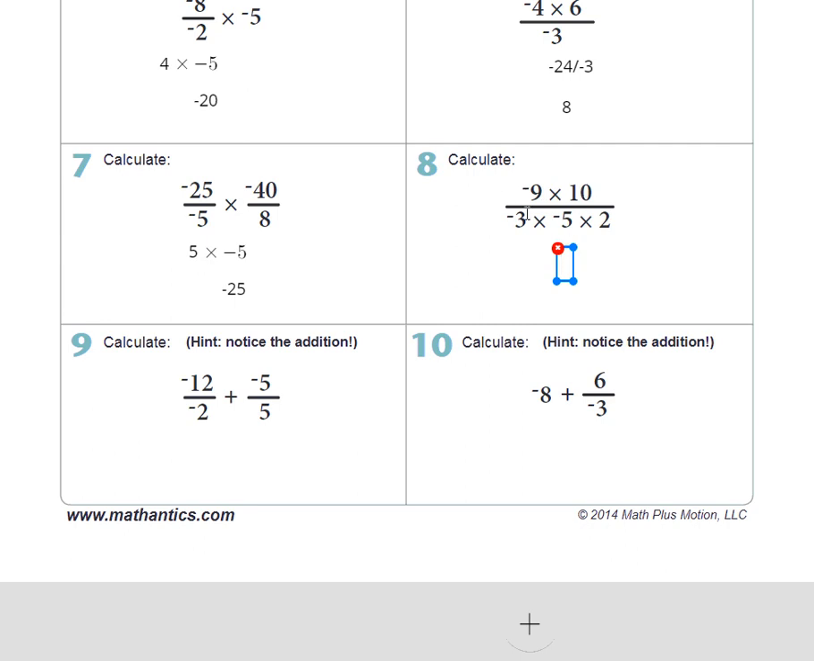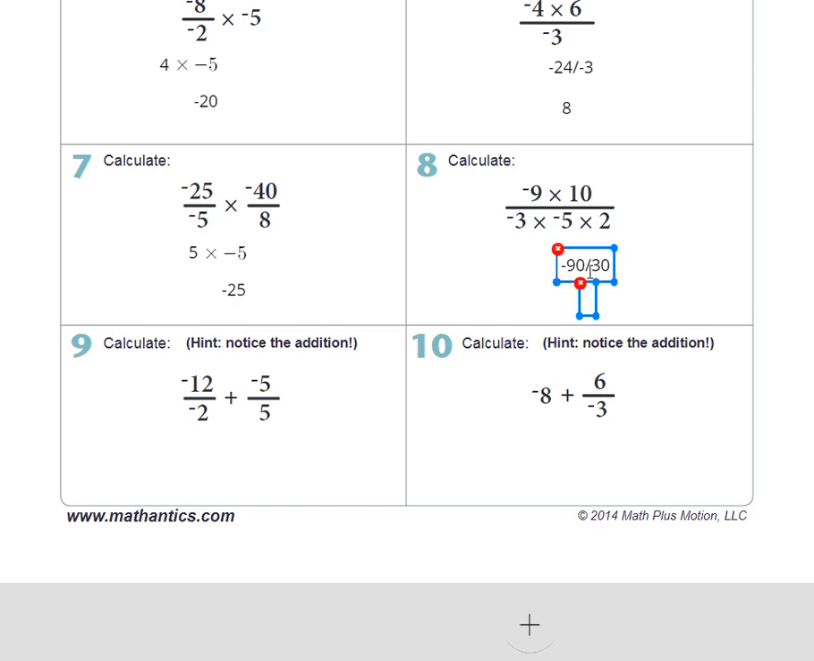Negative 9 times 10. 9 times 10 is 90, and 1 negative makes it negative 90 over 3 times 5 is 15, times 2 is 30, and I got 2 negatives, so that makes it a positive answer. Negative 90 divided by 30, and 90 divided by 30 is 3, and 1 negative in the problem gives me a negative answer, and so my negative prediction was correct.